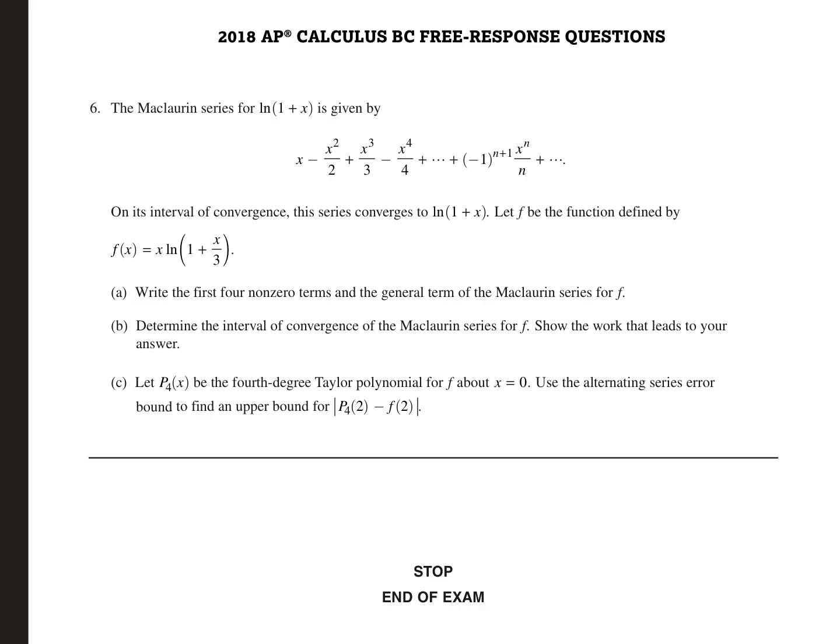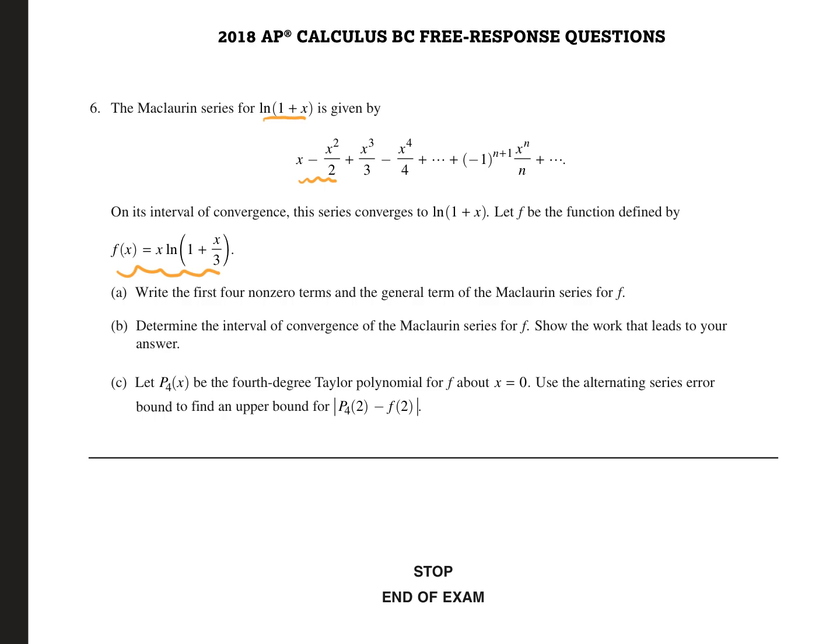All right, this is a series question from 2018. They gave us the Maclaurin polynomial for the natural log of 1 plus x centered at 0. So you can see this is our Taylor polynomial. And part A, write the first 4 non-zero terms and general term for this. And then part B is find the interval of convergence. And then we'll come back and do part C.